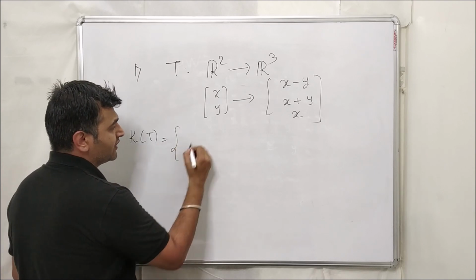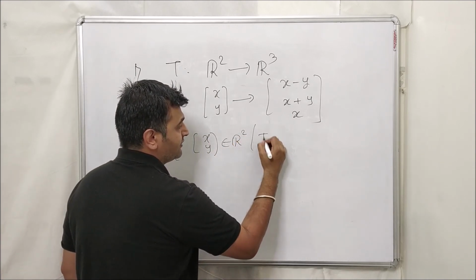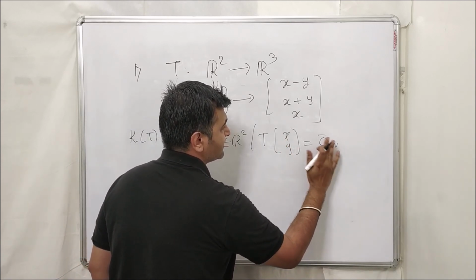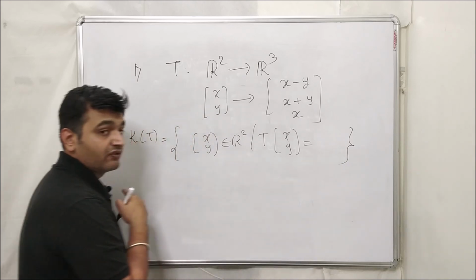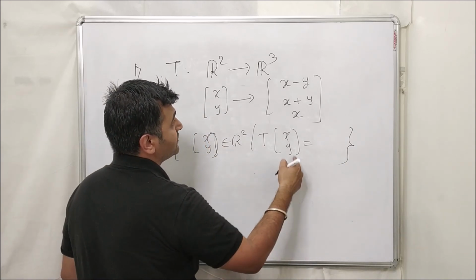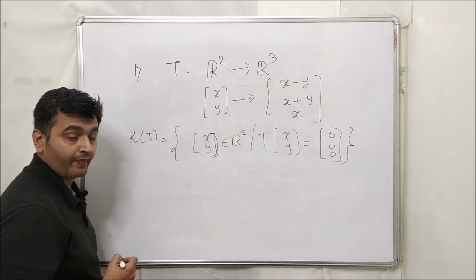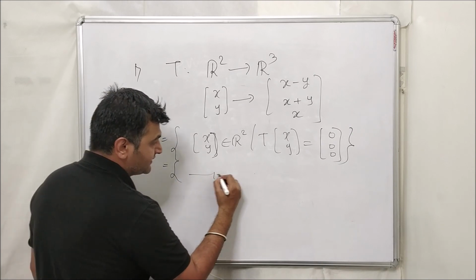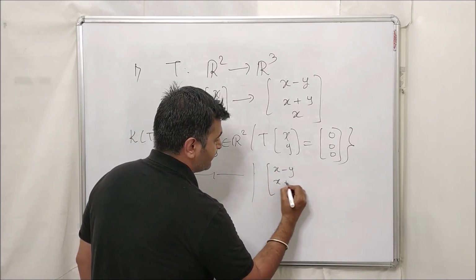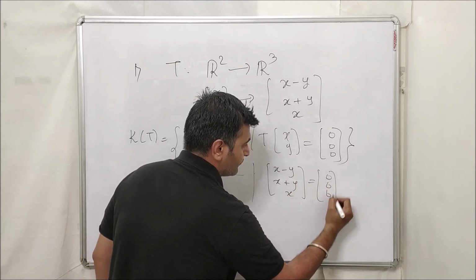So what is the kernel of T? Kernel of T is nothing but all (x, y) in my domain such that its image is 0. So first thing is you always write down the definition of a kernel: all (x, y) in the domain whose image is 0. So what is 0 over here? The 0 vector is (0, 0, 0). Now what is T of (x, y)? It is (x minus y, x plus y, x), and this is equal to (0, 0, 0).